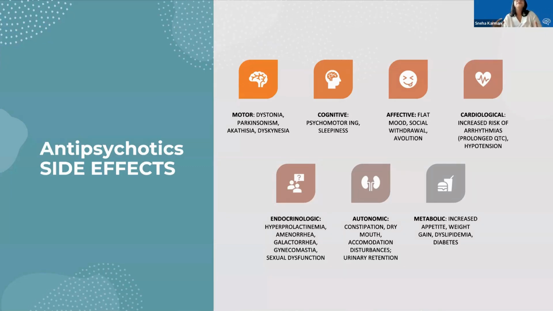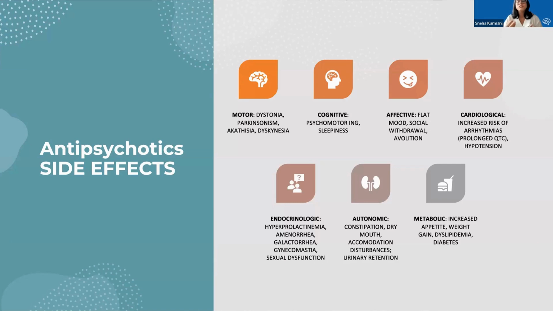So, if you see a patient who has recently been on antipsychotics and now they're not able to sit still, they have a need to constantly move, they're very restless, that could look like akathisia. Cognitive symptoms like psychomotor slowing, sleepiness, affective symptoms, flat mood, social withdrawal. Cardiological side effects like increased risk of arrhythmia, there could be a prolonged QT interval or corrected QT interval, there could be postural hypotension. Endocrinologic side effects, hyperprolactinemia, which could lead to amenorrhea, galactorrhea, gynecomastia, and sexual dysfunction.